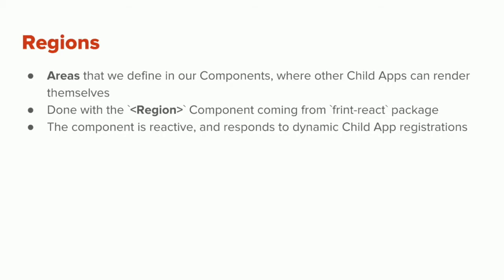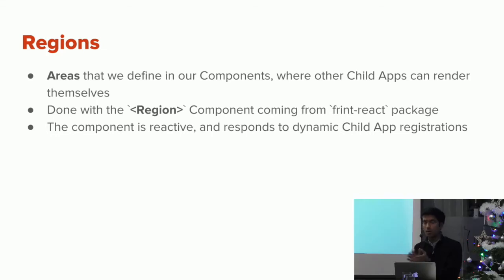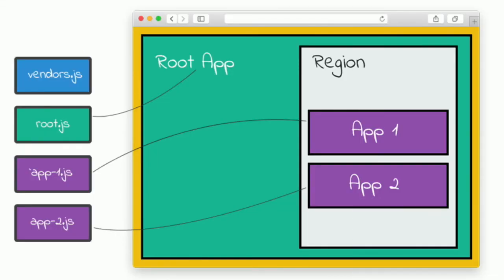Now comes the regions part. This is where the root apps and child apps come into play. Like I mentioned in the previous diagram, regions are areas that we define in our application, in our component layer, and just give a name and forget about. They do nothing more. It's only when child apps get loaded and register themselves to the root app that they render. So this was the diagram before.